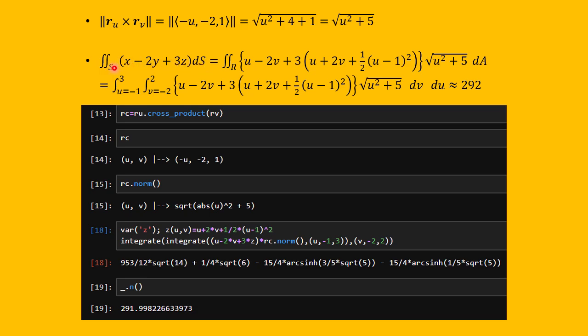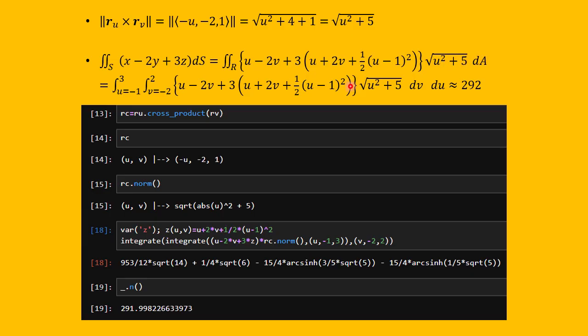So now, to evaluate the surface integral of this function, x minus 2y plus 3z dS, over that surface S, we will evaluate it by looking at the double integral over the region R of what? Well, we need to get this function of x, y, z in terms of u and v. So x is equal to u, so that's here. Minus 2y is equal to minus 2v, which is right here. And 3z is 3 times, and then z was equal to this stuff in terms of u and v. And then we have the norm of that cross product, which is right here, dA.